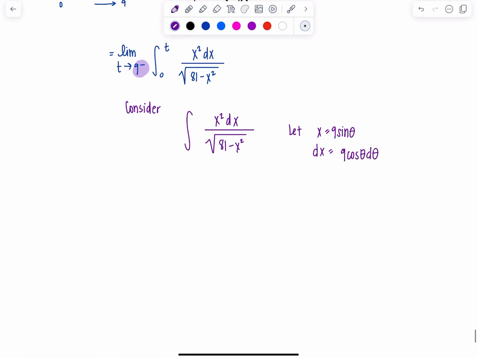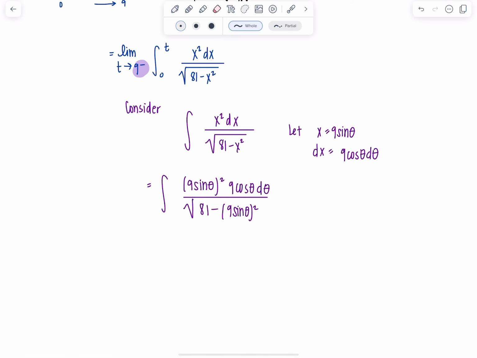All right, so let's see here. We're going to have in the numerator x squared, so that would be 9 sine theta quantity squared. And then dx, so 9 cosine theta d theta, over radical 81 minus x squared, so 9 sine theta squared. Ooh, this little guy's looking wild. So let's simplify from here.